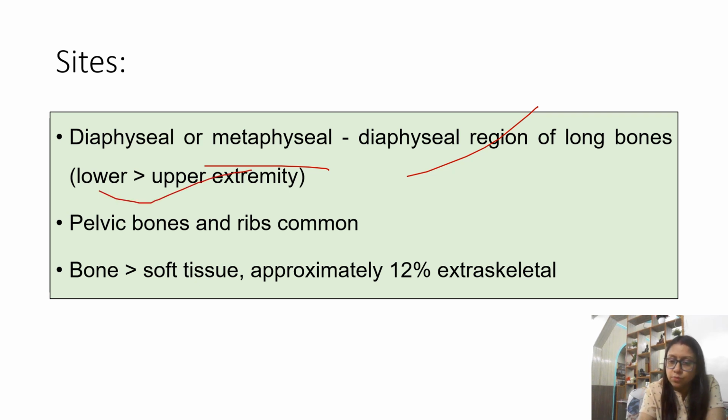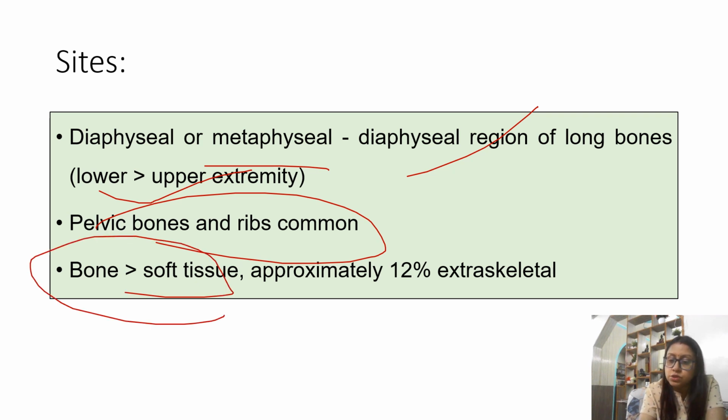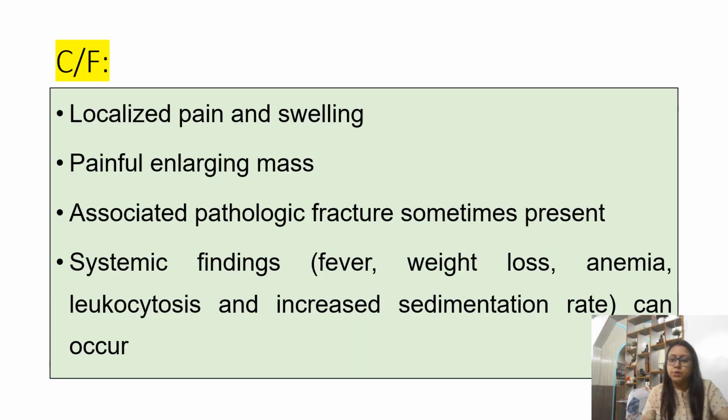Lower extremity is more common than upper extremity. Pelvic bones and ribs are also affected. Bones are usually more affected than your soft tissue. Soft tissue Ewing's also occurs. 12% are extraskeletal. How does the patient present to you?